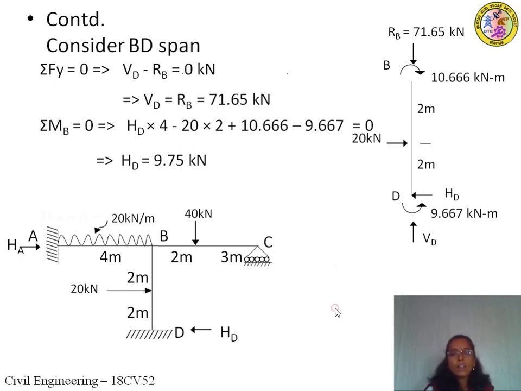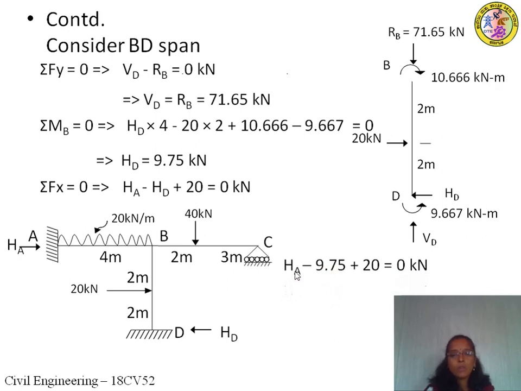So apply sigma Fx is equal to 0 for the entire frame. So which implies HA minus HD plus 20 is equal to 0. So that will be equal to HA minus 9.75 plus 20 is equal to 0. So that will be equal to HA is equal to minus 10.25.